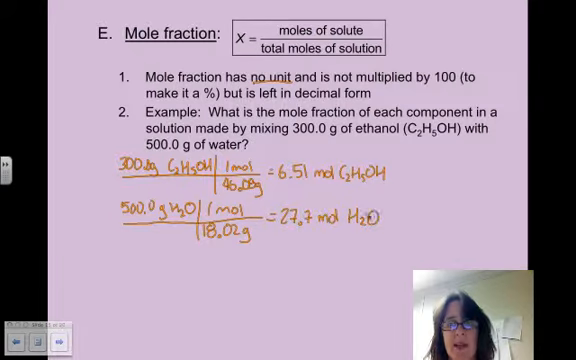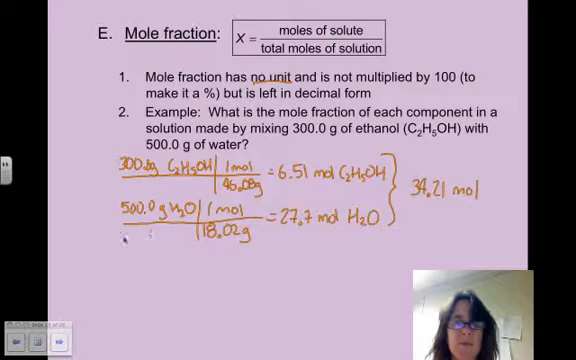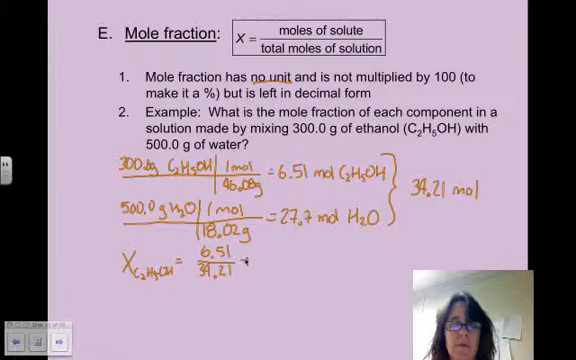Now, I need the total moles because that's what goes in the bottom. When it says total moles of solution, that means the solute and the solvent together. Here's my solute, here's my solvent. I'm going to put them together, which gives me 34.21 moles. Okay, so the mole fraction of ethanol will be the moles of just ethanol over the total. And hopefully you got 0.1900. I need 4 sig figs there.